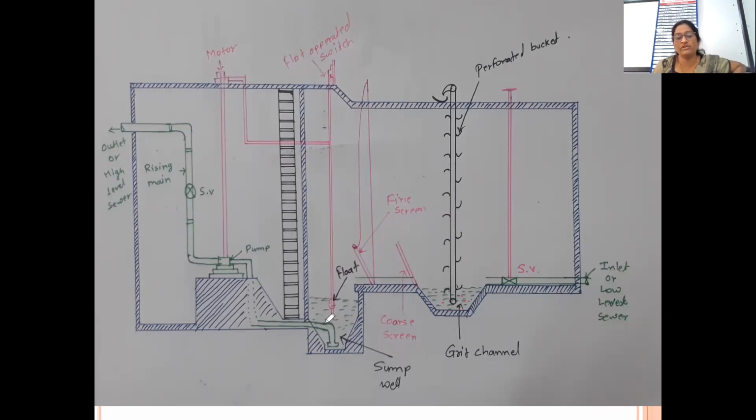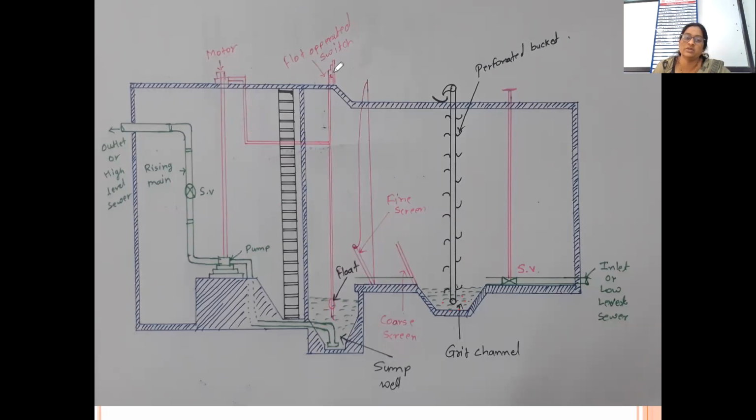But how will it function? So here is a pump. Okay. And to that pump, a motor is connected. So the wire from the motor is connected to the float. Okay. Here is the float at this portion. You can see here the float arranged, and the float which is operating with a switch.